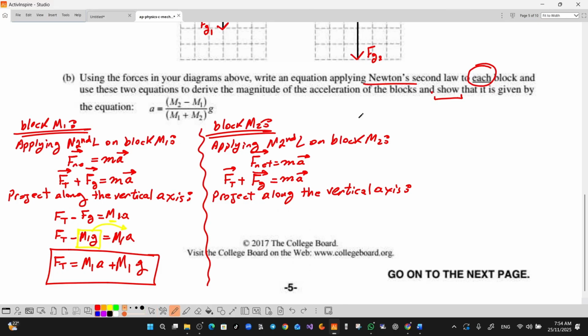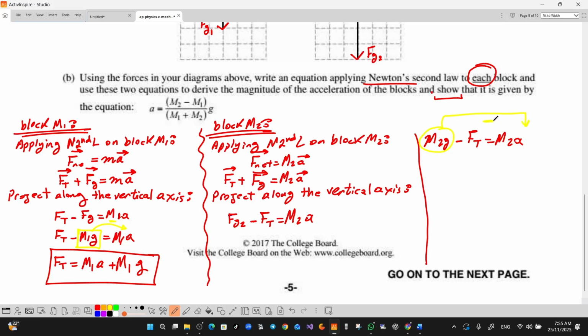So we write that Fg2 is positive and the tension is negative. Now again, let me specify which block we are dealing with. Here we are dealing with M2, capital M2. So M2G minus Ft is equal to M2A. Let's move the M2G to the other hand side. It becomes negative, and we get minus Ft is equal to M2A minus M2G.